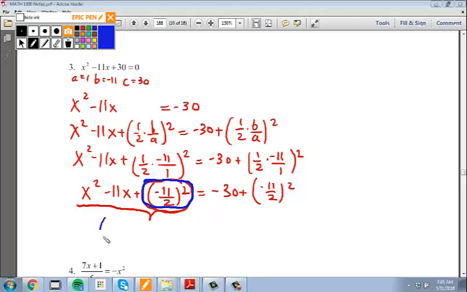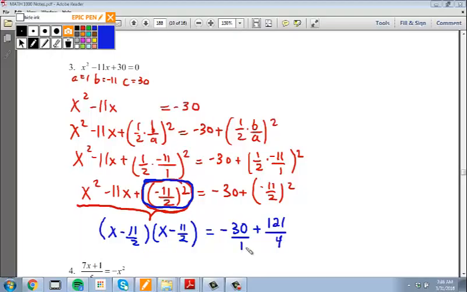You never know. Alright, so I have to use this number in here to factor. And because it's negative, this is going to be negative. So x minus 11 over 2 times x minus 11 over 2. Then here on this side, I have to do negative 30 plus negative 11 squared is 121. And 2 squared is 4.